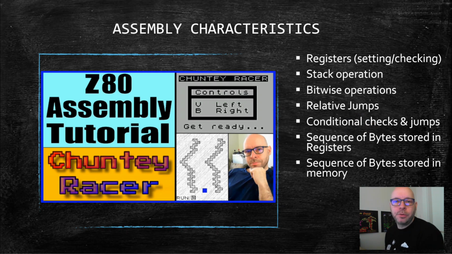We would typically need to perform some sort of operation which would manipulate or affect the flag registers, and then we would do a conditional check on those flag registers, again to see if the result was 0 or if it produced a carry or whatever, and then that is how we would do our conditional jumps in assembly language. Okay, the next point here says sequence of bytes stored in registers.